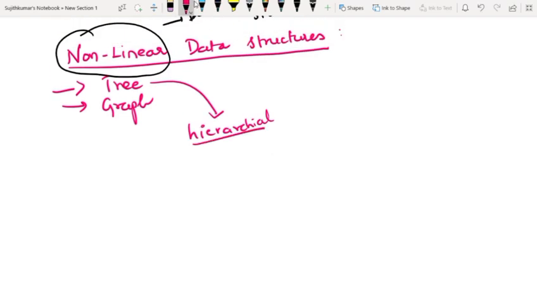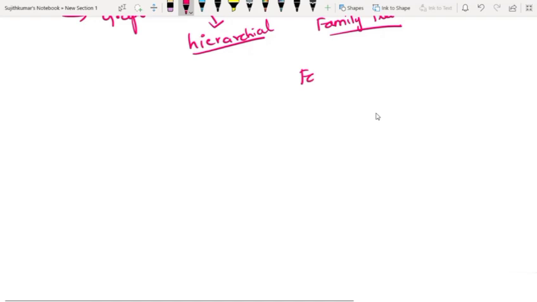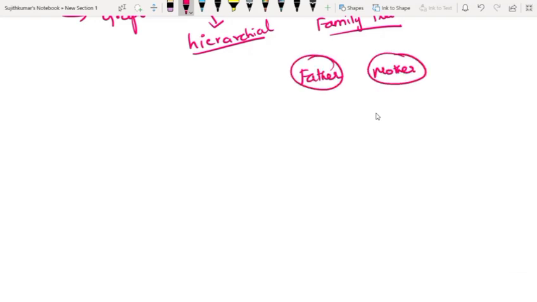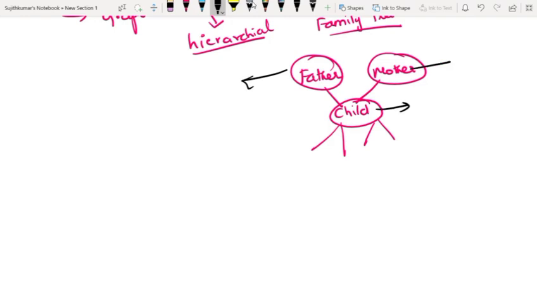Hierarchical data structure. Consider a family tree. You have a father and a mother, and both give birth to a child, and so on. This will again go like that. So this is a hierarchy. It's called a hierarchical data structure. And this father, mother, child are called nodes, the nodes of the tree.